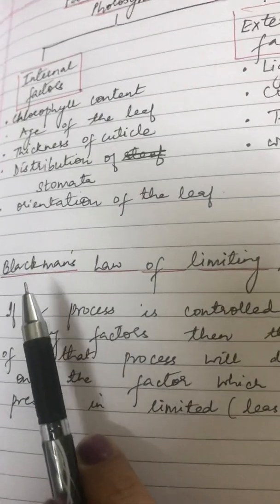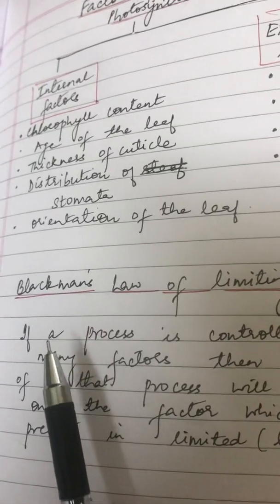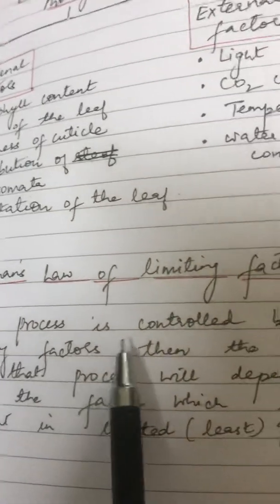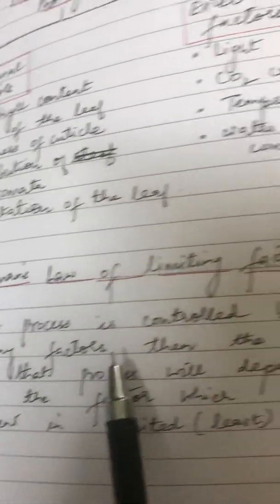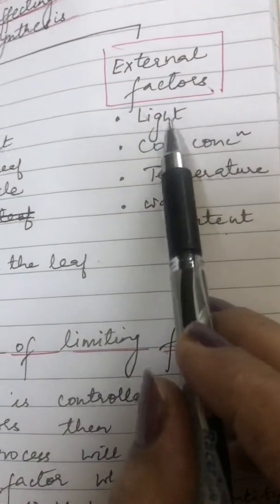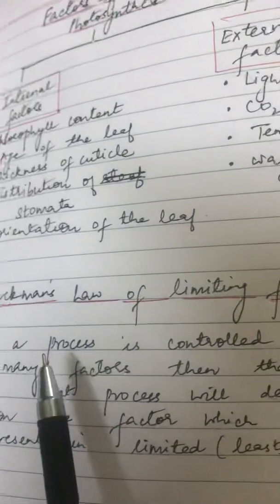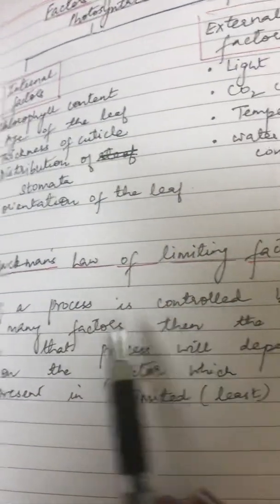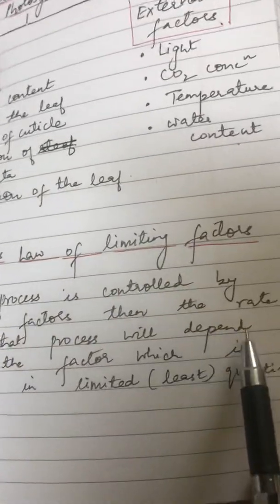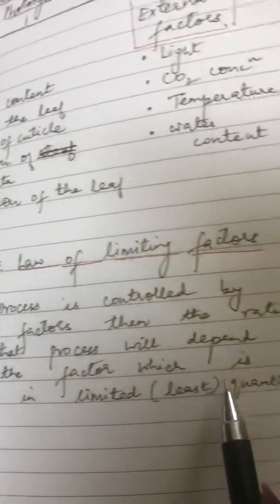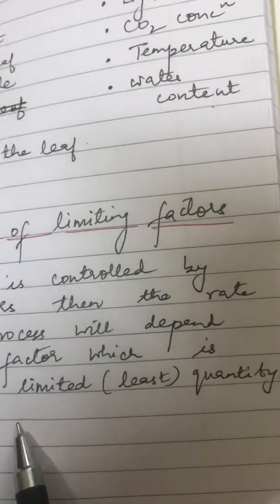Now, as the name says, this law was proposed by a botanist, Blackman. And what does this law say? It says that if a process is controlled by many factors, just like photosynthesis is controlled by many factors, that is light, CO2 concentration, temperature and water content, then the rate of that process will depend upon the factor which is in least supply or which is present in limited quantity or limited amount.